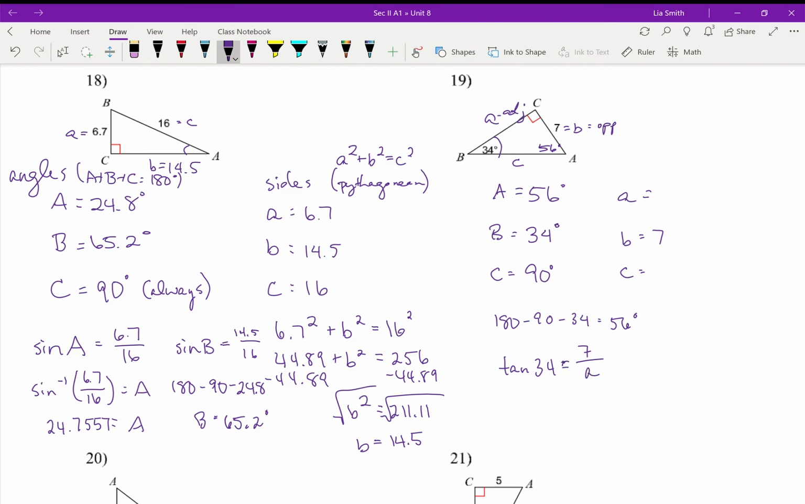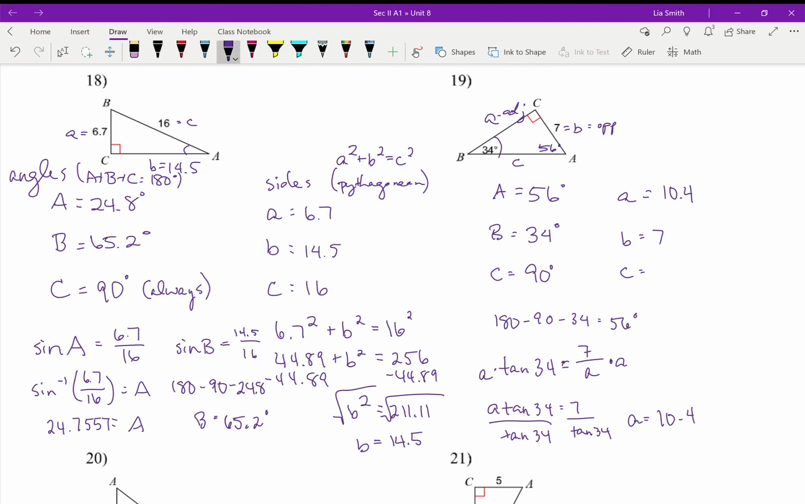So let's review how you solve for A. You've got to get it out of the denominator. So multiply both sides by A, and you're going to get A tangent of 34 equals 7. And then you've got to get rid of the tangent of 34. So divide both sides by tangent of 34. And you end up with A equals, put that in my calculator, and we get A equals 10.4.